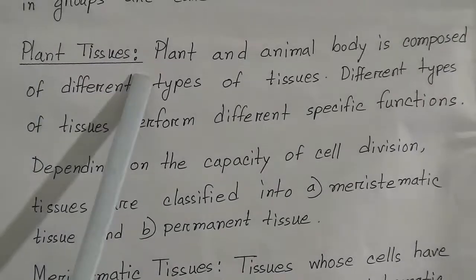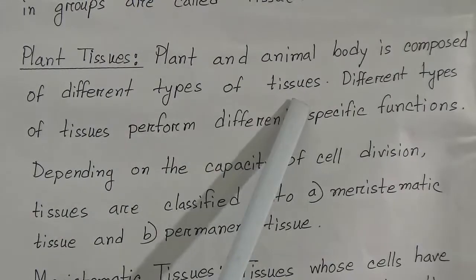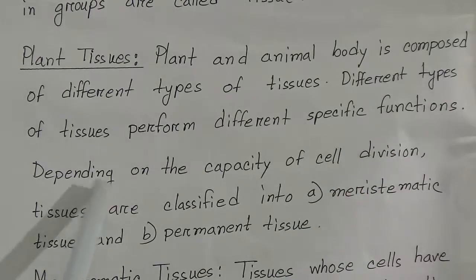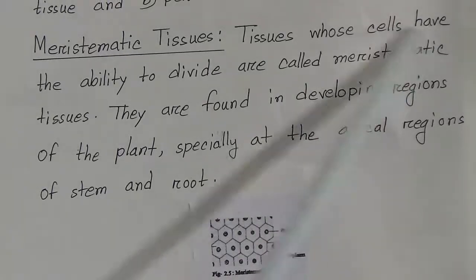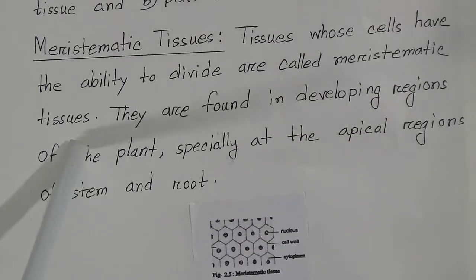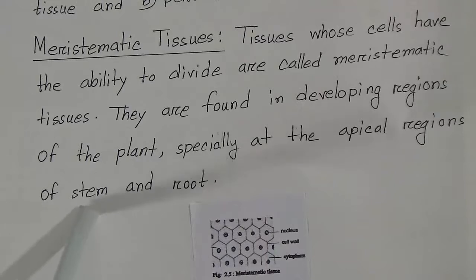Now, plant tissue. Plant and animal bodies are composed of different types of tissues. Different types of tissues perform different specific functions. Depending on the capacity of cell division, tissues are classified into meristematic tissues and permanent tissues. Meristematic tissues. Tissues whose cells have the ability to divide are called meristematic tissues. They are found in developing regions of the plant, especially at the apical regions of stem and root.